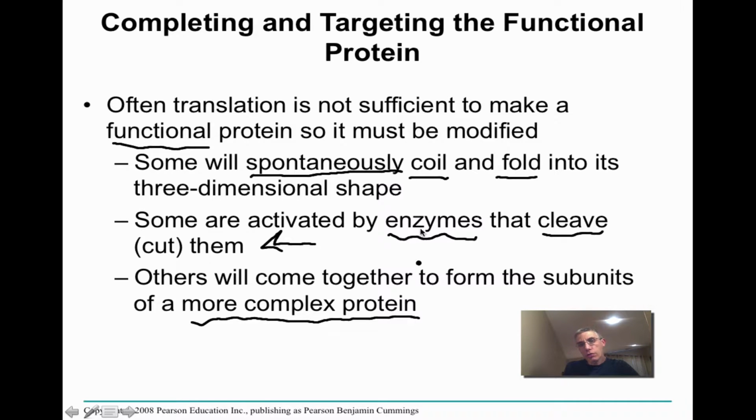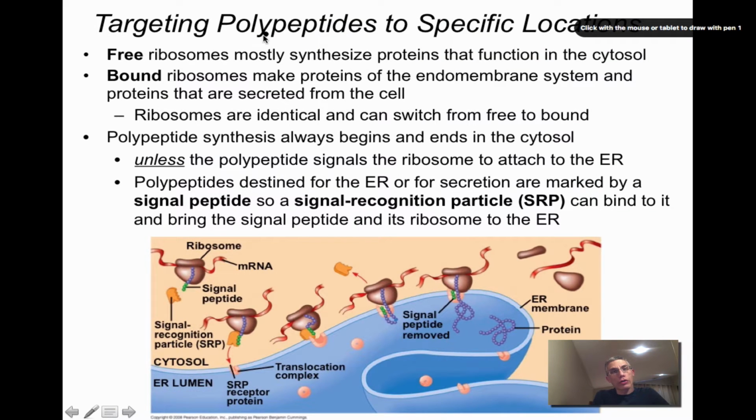So these would be considered modifications that might occur before the protein becomes a functional unit. Now, sometimes during the building of these polypeptides, we need to think about what ribosomes are actually being used to build these proteins. Remember when we talked about cells, there are two different categories of ribosomes. One is considered free, and the second is considered a bound ribosome.